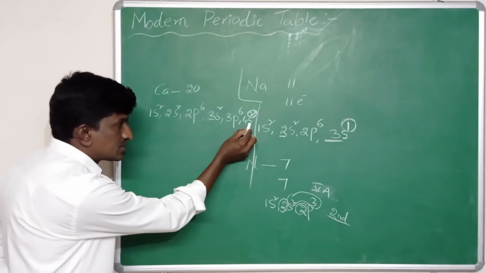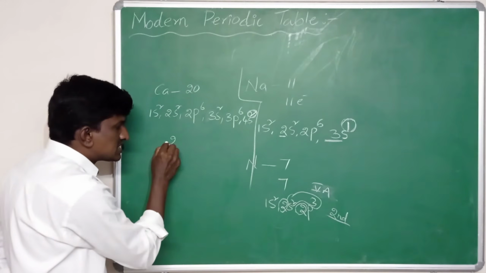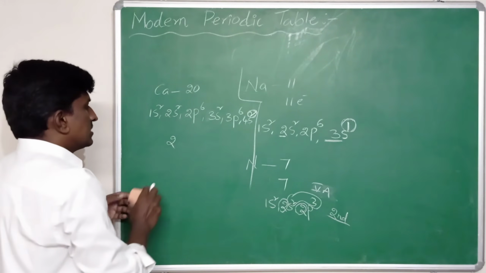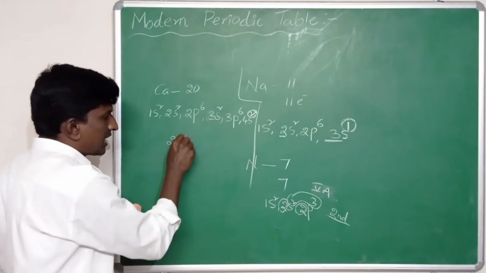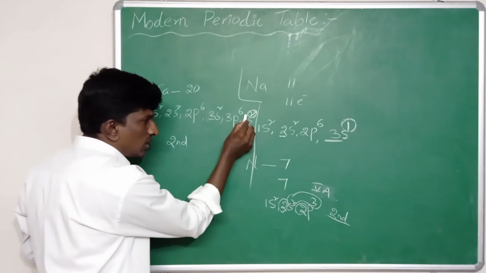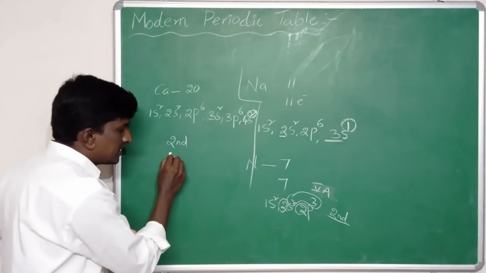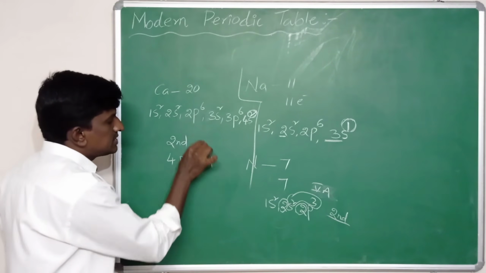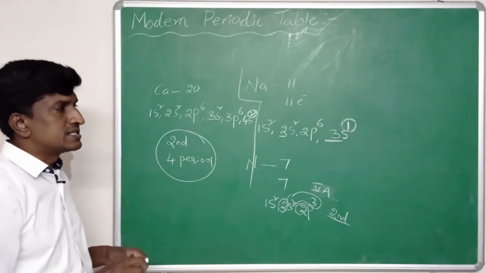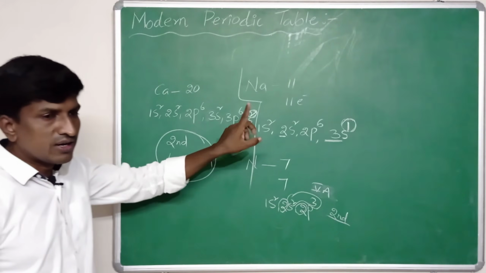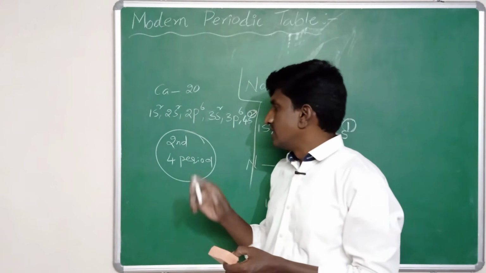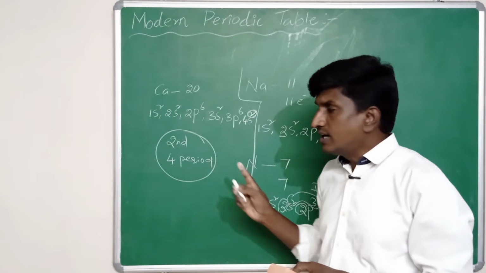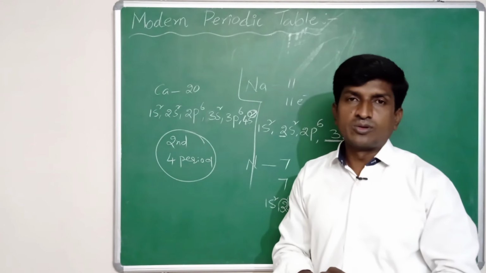So that calcium belongs to second group, and its outermost orbit is the 4th orbit, so it belongs to 4th period. So this is the position. This decides the outermost electronic configuration, and decides the position of elements in the modern periodic table.